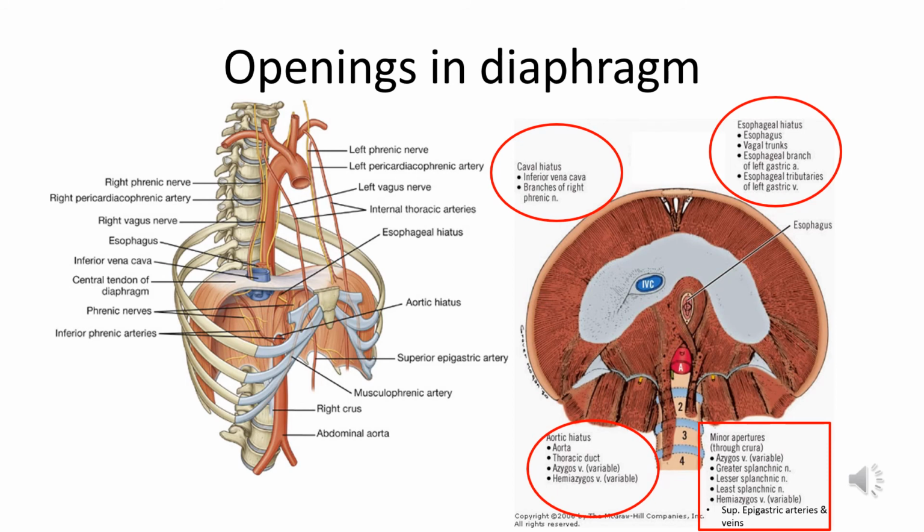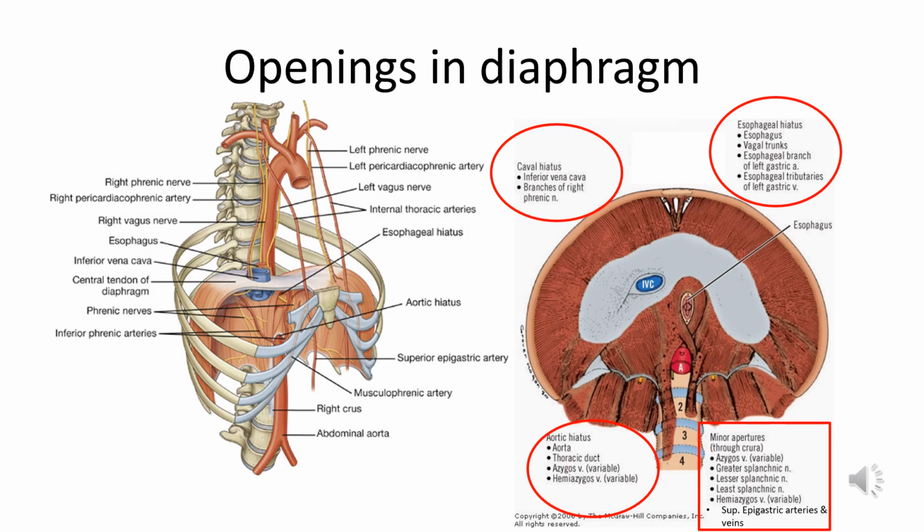The second opening is the esophageal hiatus, which is situated in the posterior part of the diaphragm. It is located slightly left of the central tendon, through the muscular sling of the right crus of the diaphragm. The main structures that pass through the esophageal hiatus are the esophagus and vagal trunks.